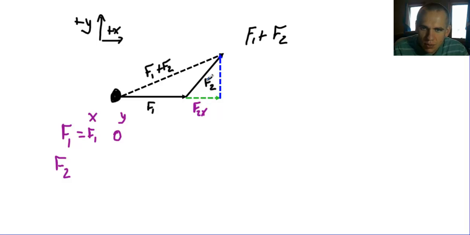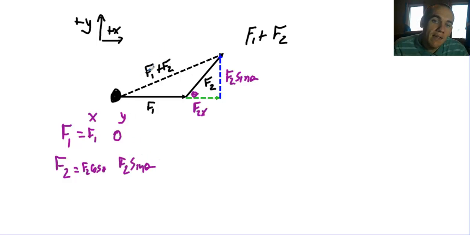Its component is whatever F2 is times the cosine of that angle, because that's the angle that's adjacent to F2x. Okay? So this is F2 cosine of whatever the angle is. And then this side would be, of course, F2 sine of whatever that angle is. Okay? F2 sine of that angle.